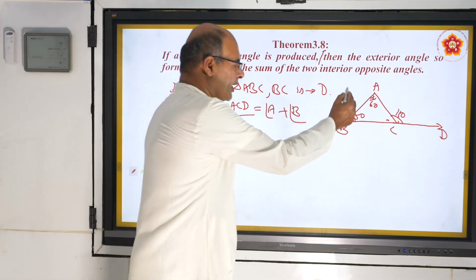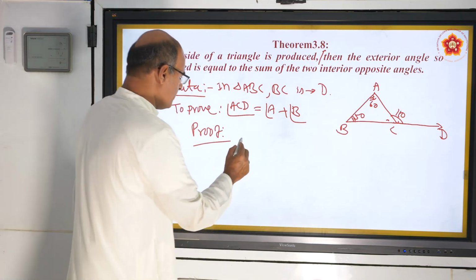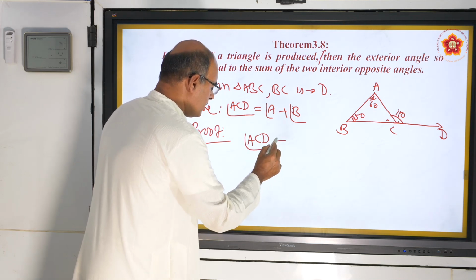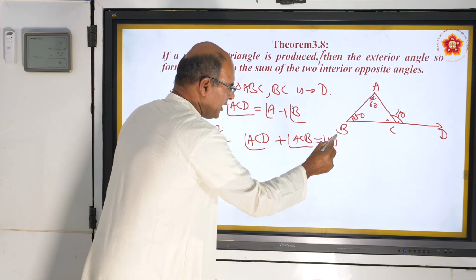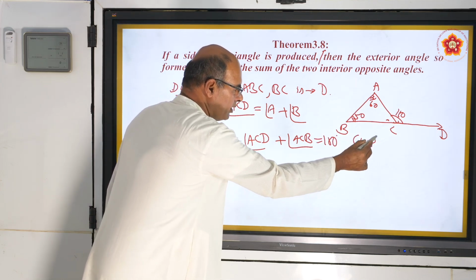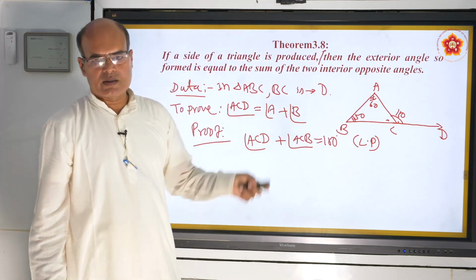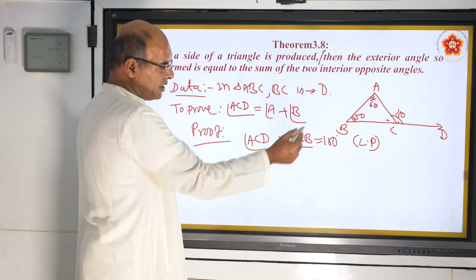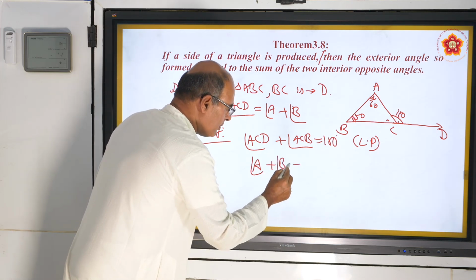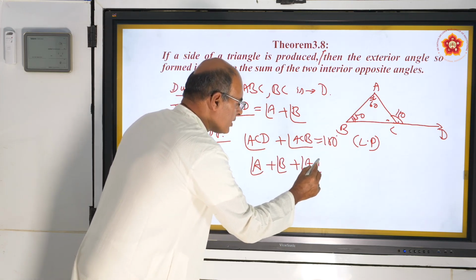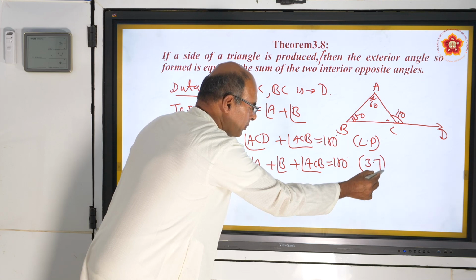So in this figure, angle ACD plus angle ACB is equal to 180 degree. They are linear pair angles. Their sum is 180 degree because they are linear pair angles. Now take the interior angles. Theorem 3.7, just now we proved angle 1 plus angle 2 plus angle 3 is equal to 180 degree. So in triangle ABC, angle A plus angle B plus angle ACB is equal to 180 degree according to theorem 3.7 just now proved.